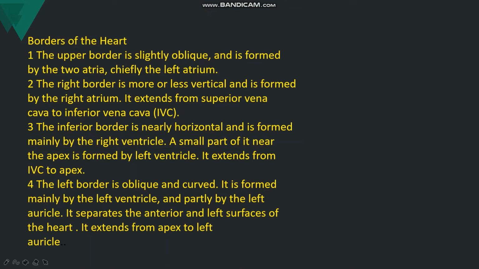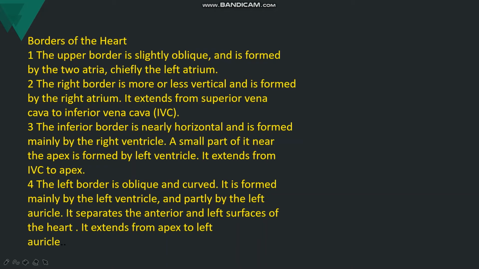So the borders of the heart: the upper border is slightly oblique and is formed by the two atria, chiefly the left atrium. The right border is more or less vertical and is formed by the right atrium. It extends from superior vena cava to inferior vena cava. The inferior border is nearly horizontal and is formed mainly by the right ventricle. A small part of it near the apex is formed by the left ventricle. It extends from the inferior vena cava to the apex.